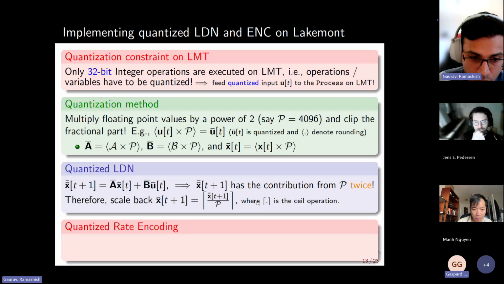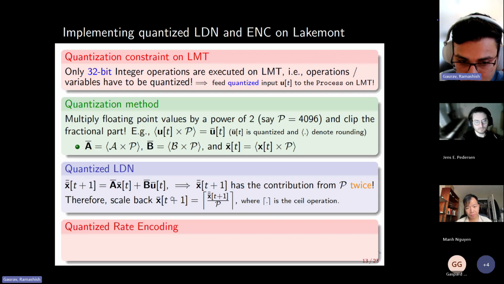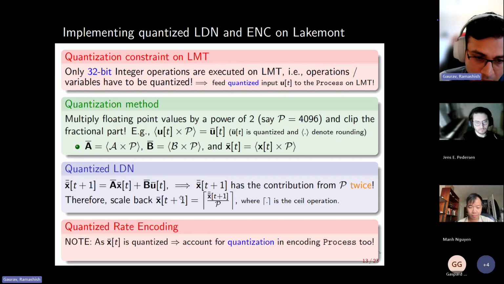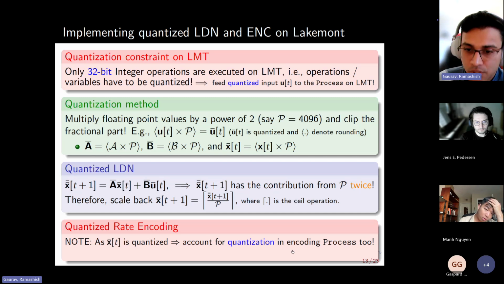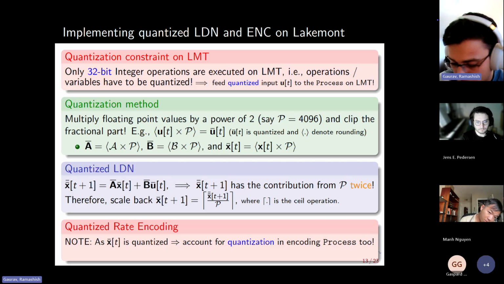Coming to the quantized rate encoding of these computed state vectors, I'm following the neural engineering framework equations. As X bar T is quantized, you also need to account for quantization in the encoding process. The input is quantized, the state vectors are quantized, and when you encode them, you have to encode those quantized state vectors. So you have to account for quantization during encoding as well.